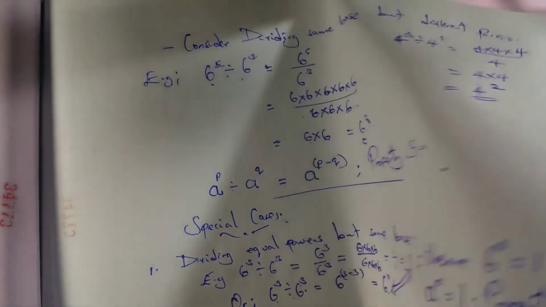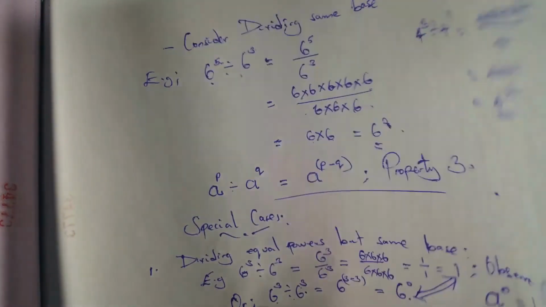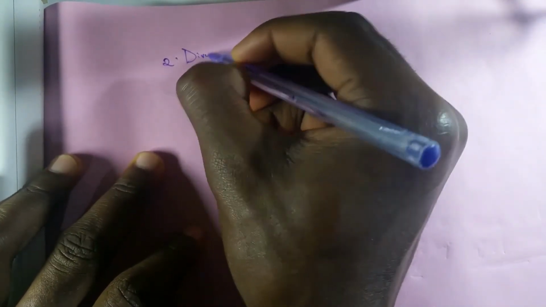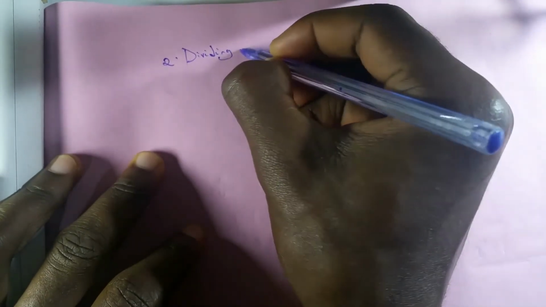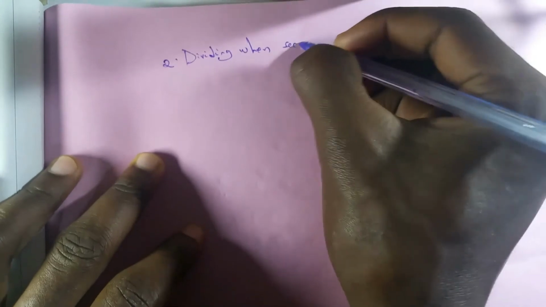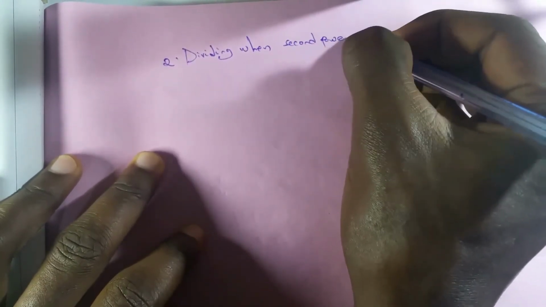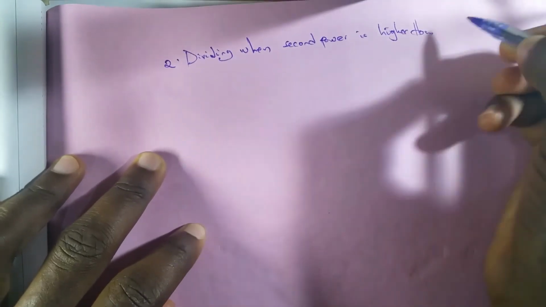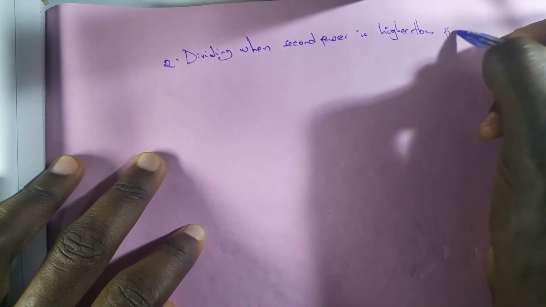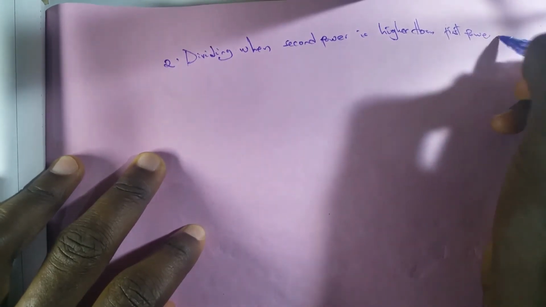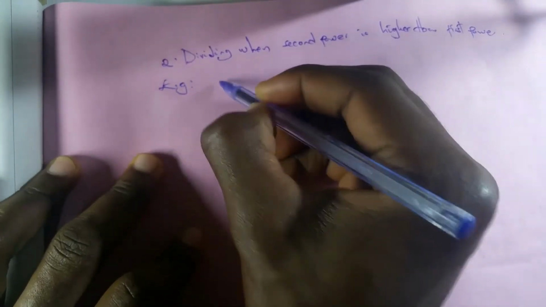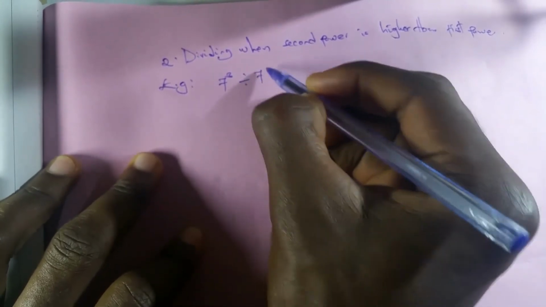Okay, let's look at another special case, when we're dividing and the second power is higher than the first power. That's the second special case: dividing when the second power is higher than the first power. Now let's check an example. Let's say 7 to power 3 divided by 7 to power 5.